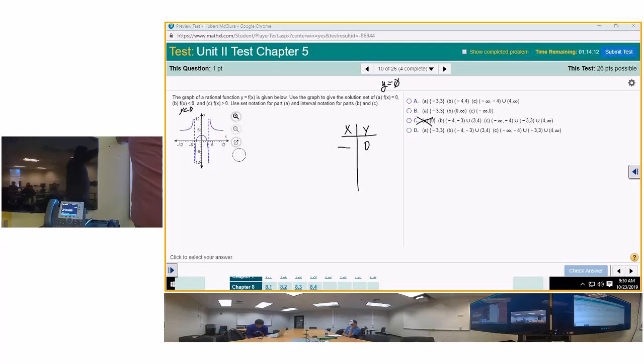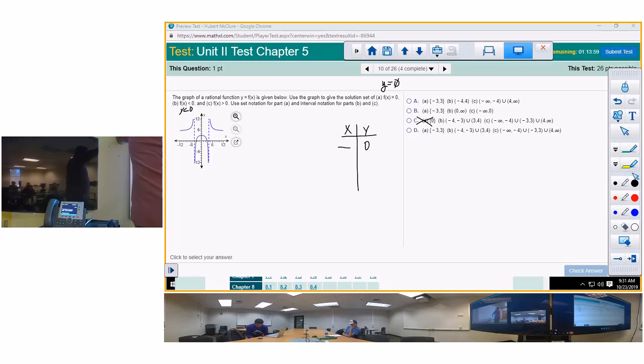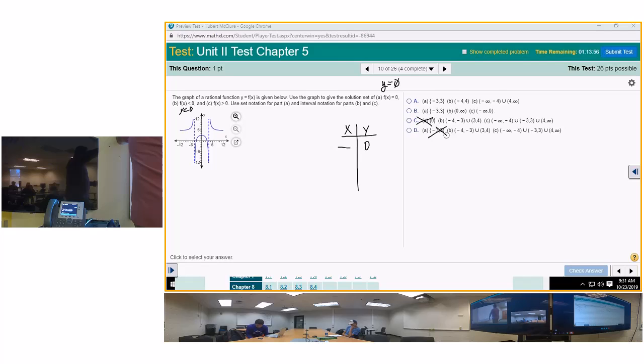Let's see. 1, 2, 3, 4. Should be -4 to +4. Do y'all see a -4 to +4? So this one's out. What am I trying to show y'all on these answers? That you can actually deduce until you get the right answer.